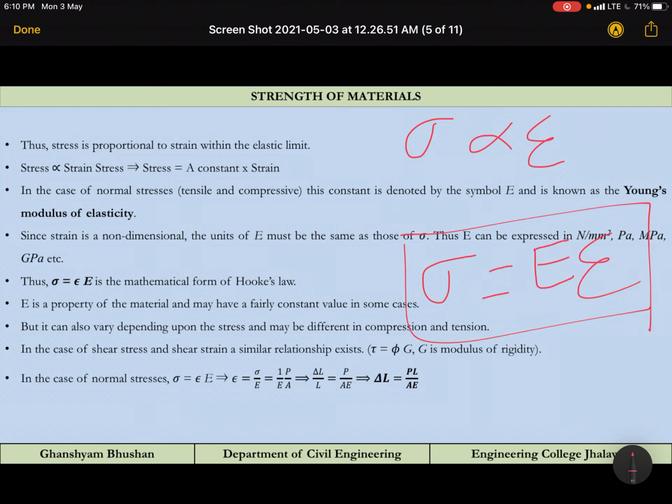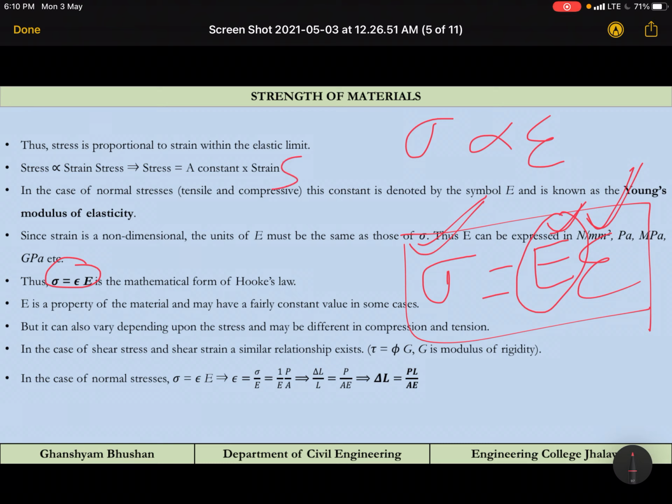Clear? So epsilon is what? Your strain. So it is a dimensionless quantity. So E will have the same unit as that of sigma, that is megapascal, pascal, Newton per meter square, whatever you want to say. Clear? So Hooke's law mathematically is sigma equal to E times epsilon. E is the property of the material and has a fairly constant value. So E is the material property. It does not depend upon the stress value. So for a given material, E is fixed.